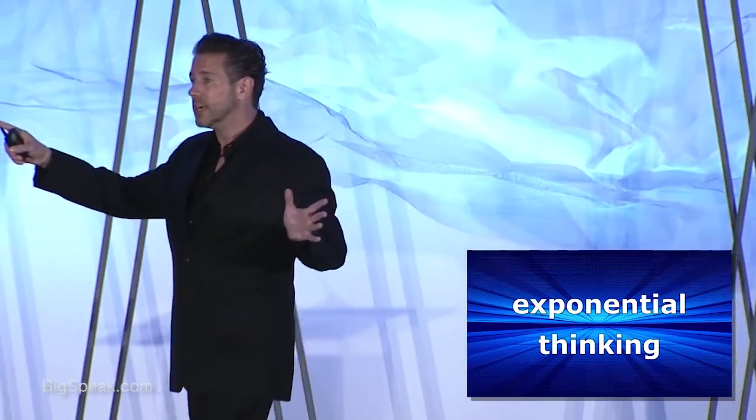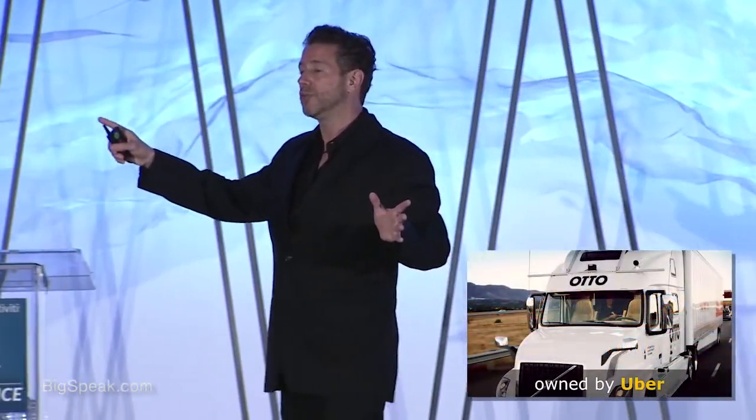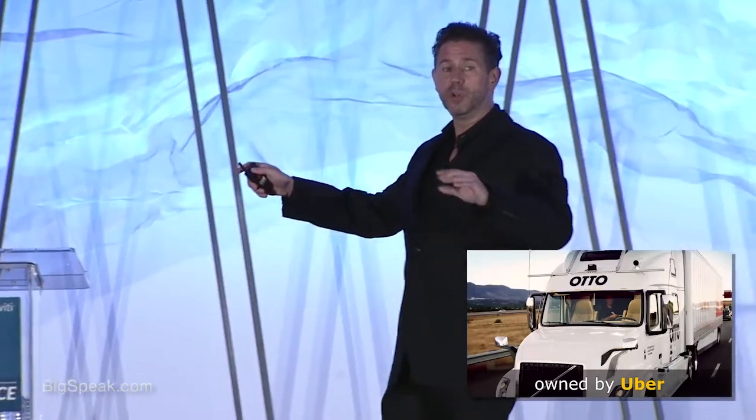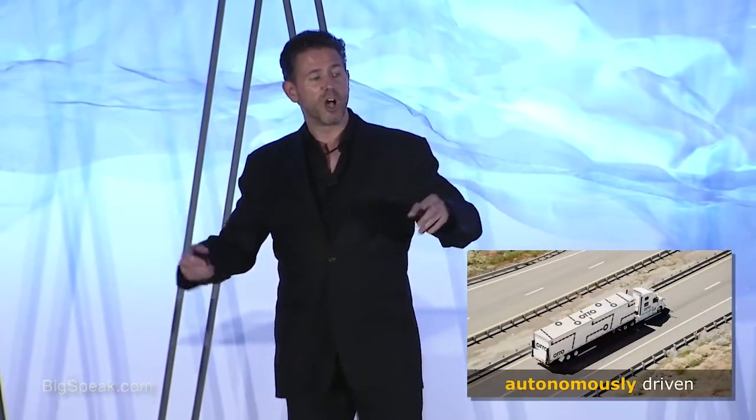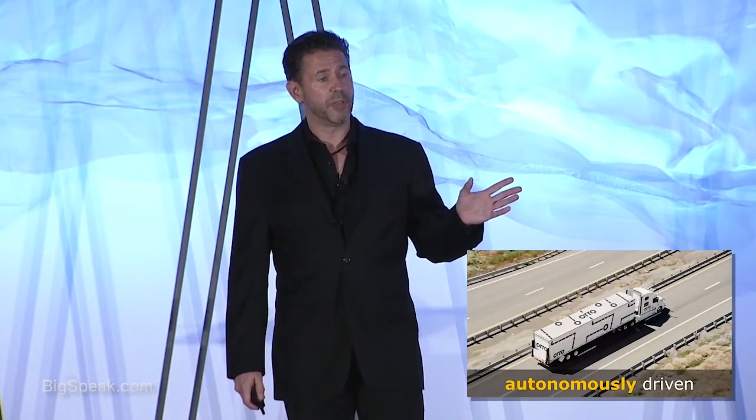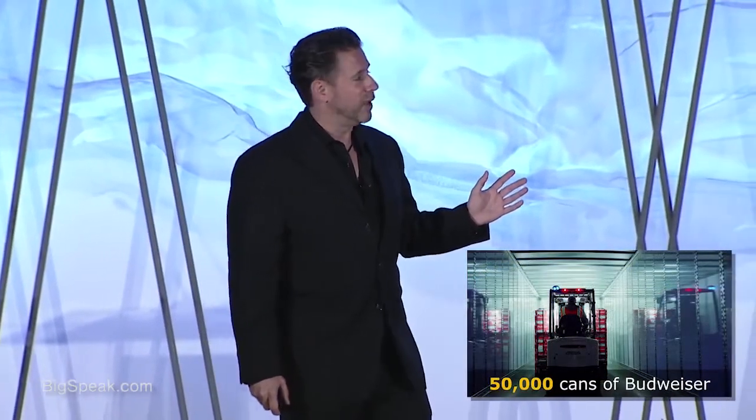So last year, they tested an autonomously driven truck, Otto, which was purchased by Uber, which drove 120 miles in Colorado down to Colorado Springs to make a delivery, autonomously driven. There was someone in the cab, but he wasn't driving. Payload was 50,000 cans of Budweiser.